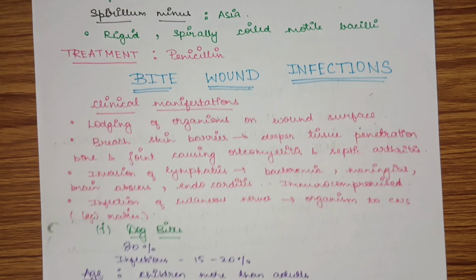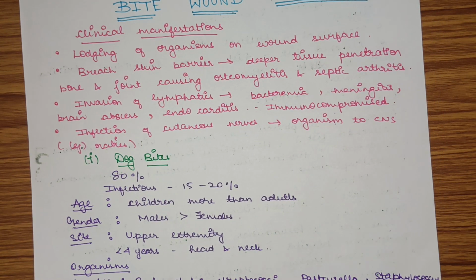Now we'll see about dog bites. Dog bites are the most common bites, seen in about 80% of individual cases of bites. Out of these 80% of bites, only 15 to 20% become infectious. It occurs in children more than adults, and in males more than females. The site of infection is mostly the site of the bite, mostly the upper extremity. In children less than 4 years of age, it may be seen in the head and neck.